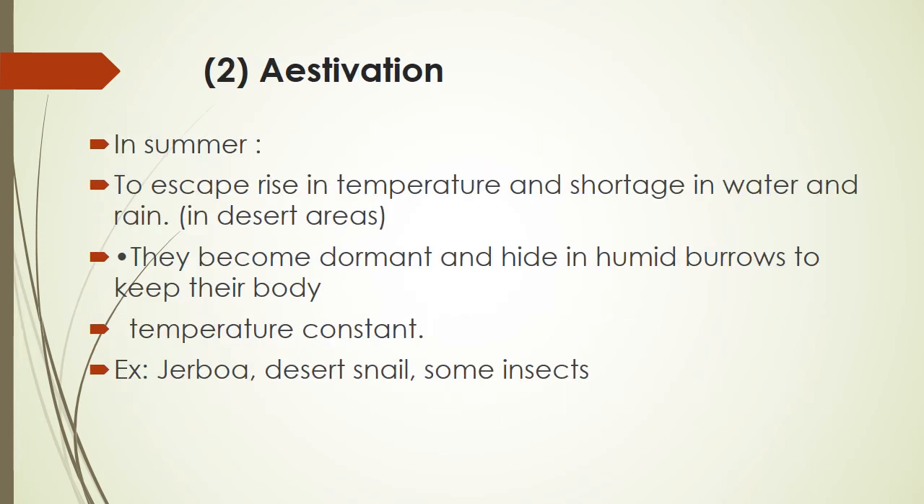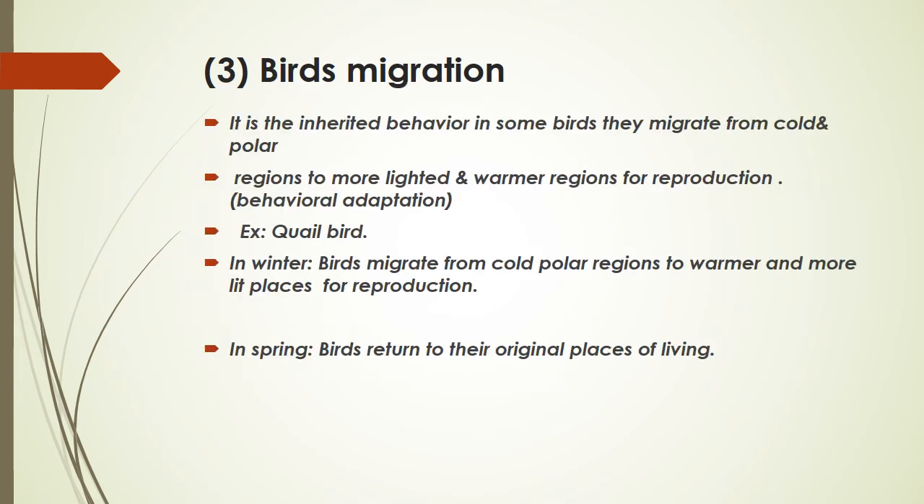Okay, as starvation occurs in summer. Why? To escape from high temperature and shortage of water and rain. These occur in desert areas. They become dormant and hide in humid burrows to keep their body temperature constant, like jerboa, desert snail, and some insects.